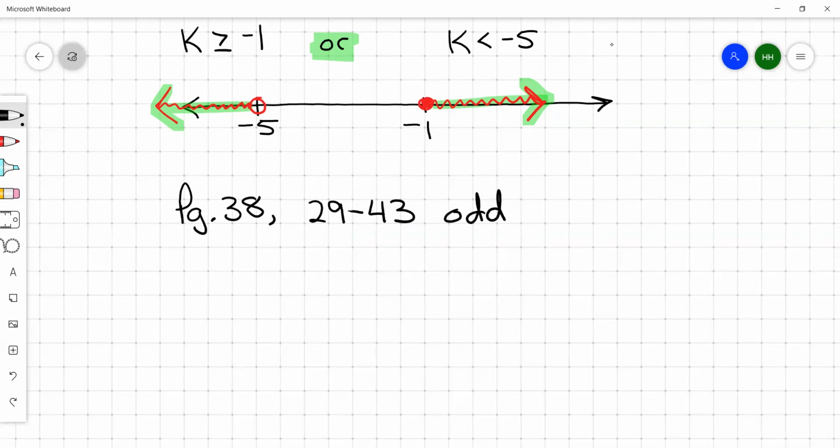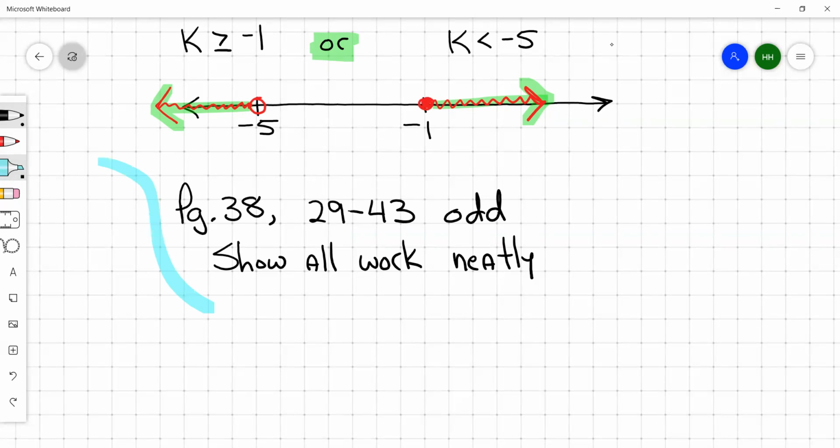Most of your papers are getting neater and neater every time you turn them in, and I appreciate that. And let's continue that, please. We're going to show all the work neatly. All right, show all your work very neatly. Name, date, period number in the upper right-hand corner. All that good stuff.